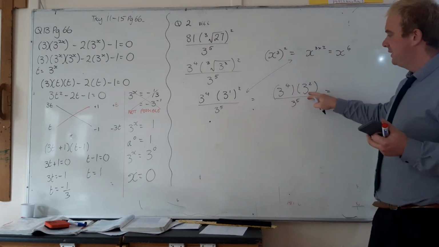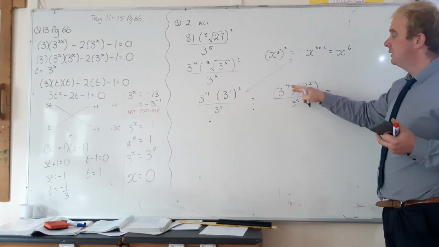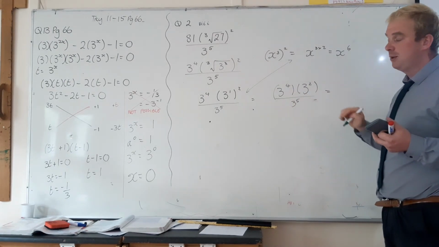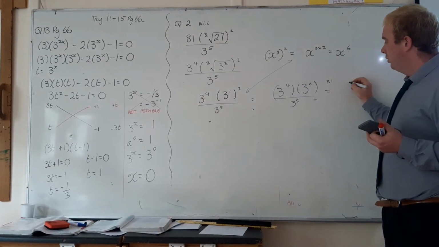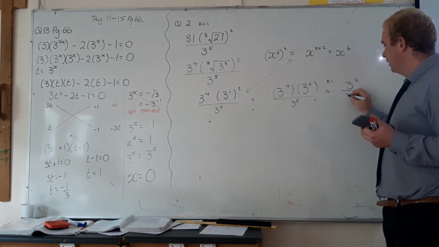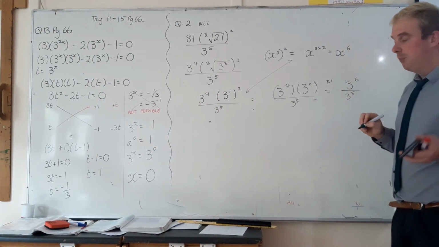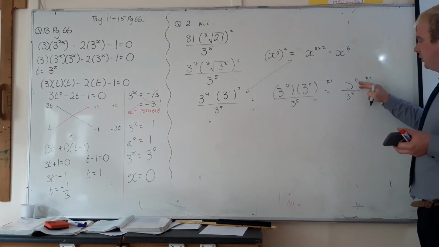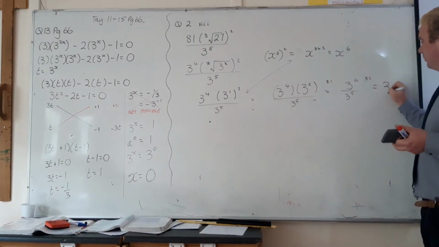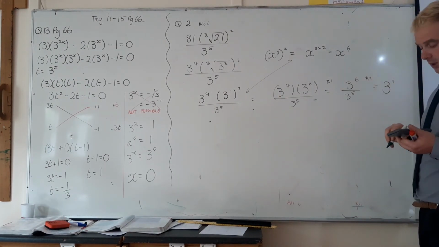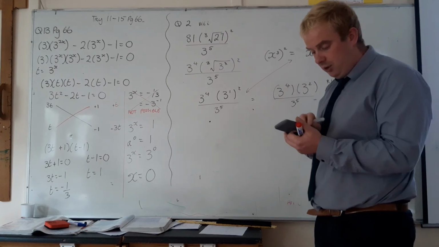And because these both have the same base number, we're going to apply rule 1, which is going to give me 3 to the power 6 over 3 to the power 5. And then we can apply rule 2, where we subtract these powers from each other, leaving us with 3 to the power 1.